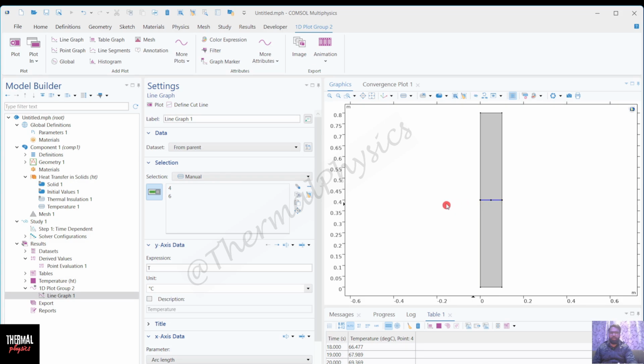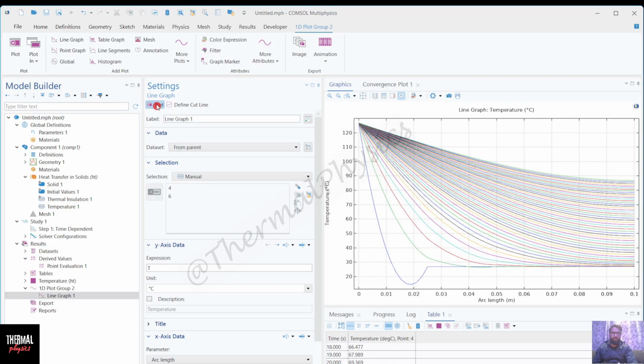to plot along this line. So we'll get how temperature varies along the thickness and with time, that's also included. So when we apply plot, this is the temperature that we get.